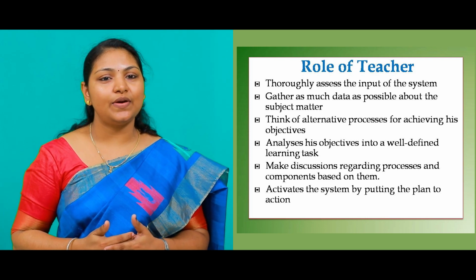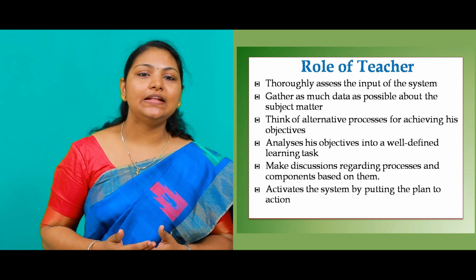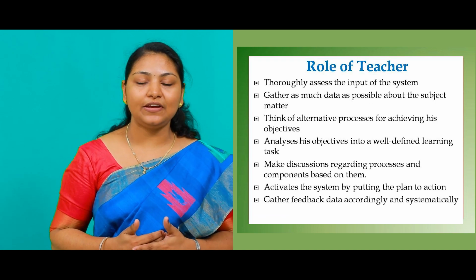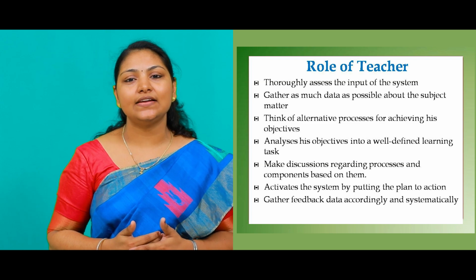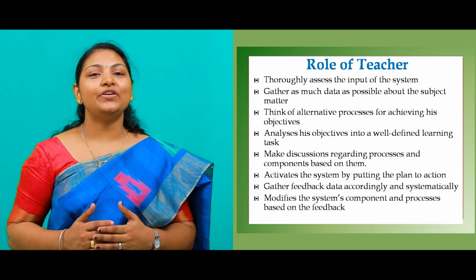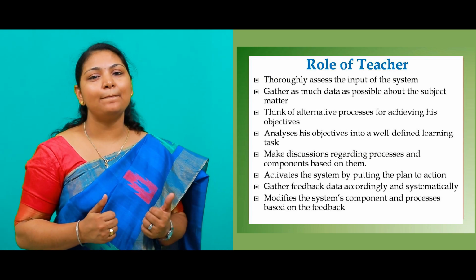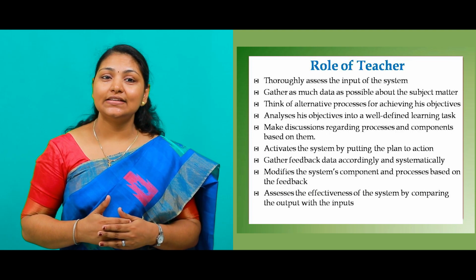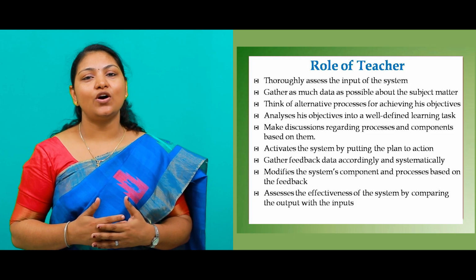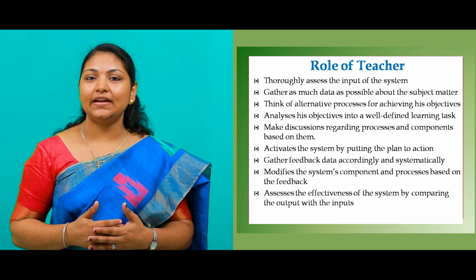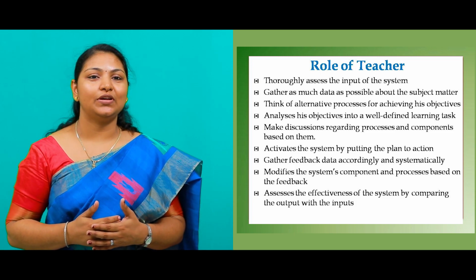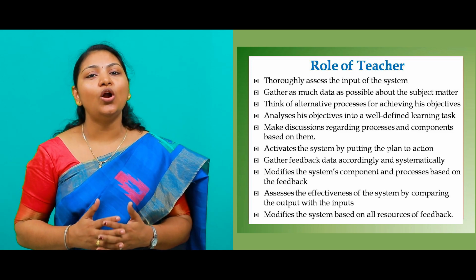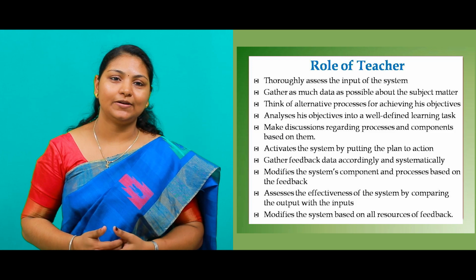Sixth one, activate the system by putting the plan into action. And seventh one, gather feedback data accordingly and systematically. The eighth point is modify the system's components and processes based on the feedback. And ninth is assess the effectiveness of the system by comparing the output with its input. And the tenth one is modify the system based on all sources of feedback.